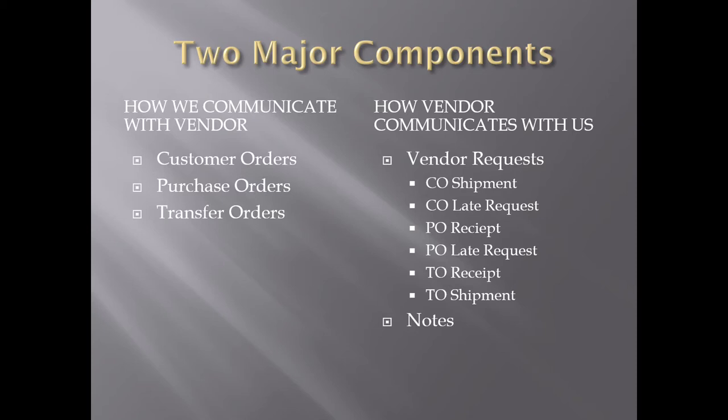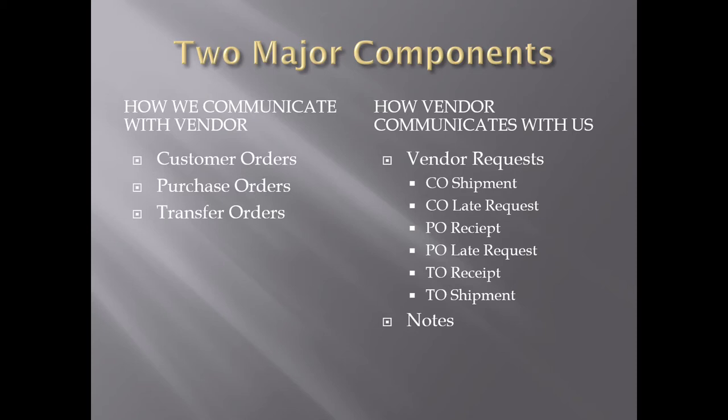So those are the three methods that, in essence, the vendor portal uses to communicate information to the supplier. Customer orders: we want this sent to our customer. Purchase orders: we need these tasks accomplished. And transfer orders: hey, we want to send inventory to your site, or we want inventory sent from your site to us. Those are the three main mechanisms for how we communicate with the supplier in the vendor portal.